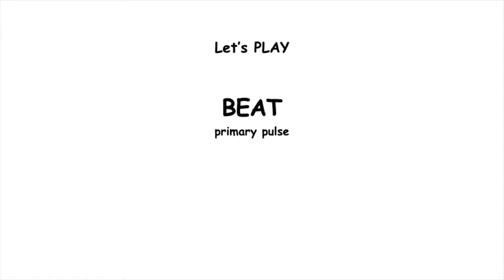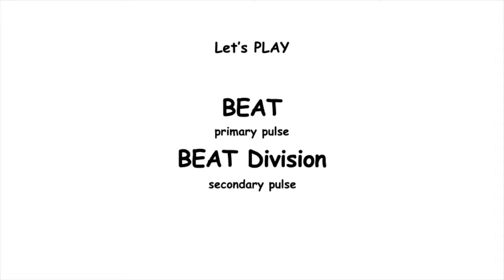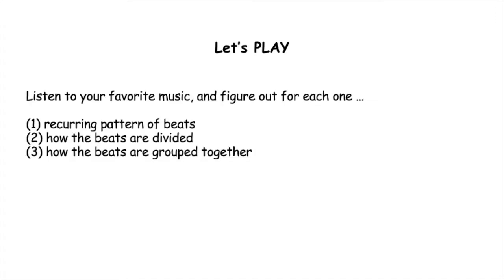As you listen to your music, you should also hear a secondary pulse as well, most likely beating twice as fast. That is the subdivision or beat division. Simply put, that's how time is organized in the music we hear. Okay, let's play and listen to as many songs or music as you like. Listen for a recurring pattern. Can you differentiate how the beats are divided and how the beats are grouped together?